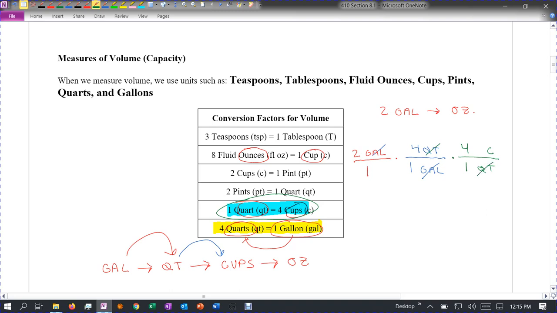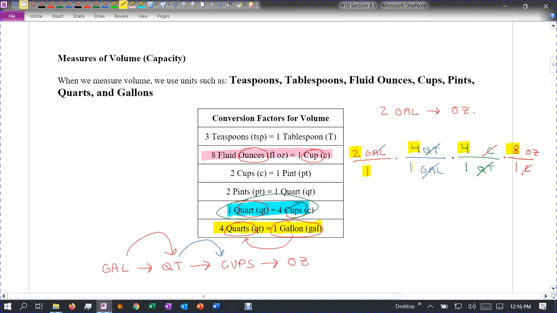And now I need to get from cups to ounces. So I'm going to use this one right here. So we know that we want cups to cancel and ounces to show up on top. And we know that there are 8 ounces in 1 cup, and then our cups will cancel. So let's see what we've got. On top, we need to multiply 2 times 4 times 4 times 8, and that's how many ounces we'll have.